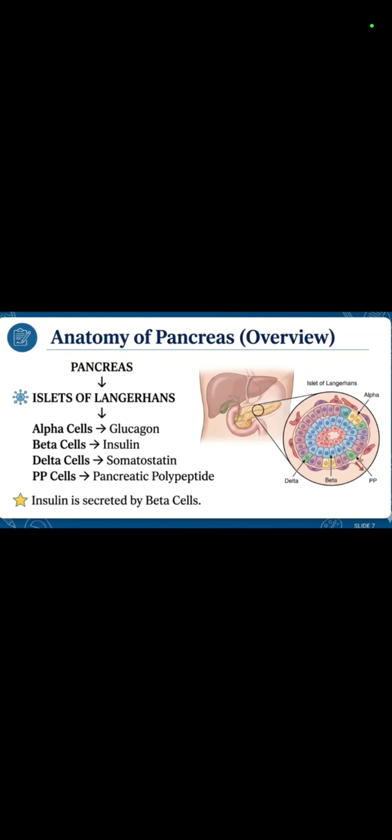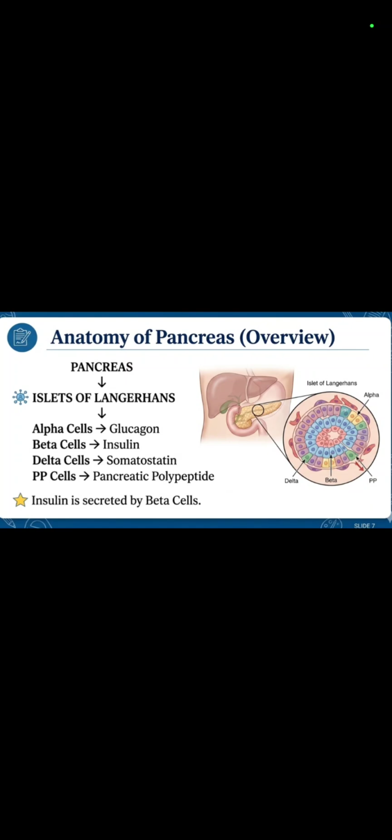Now let's understand the normal anatomy of the pancreas. The pancreas is divided into two parts: the exocrine pancreas and the endocrine pancreas. The endocrine pancreas is also called the islets of Langerhans. Normally, the exocrine pancreas is mainly concerned with the release of pancreatic enzymes that help in digestion, whereas the endocrine pancreas is helpful for the blood glucose level maintenance in our body.